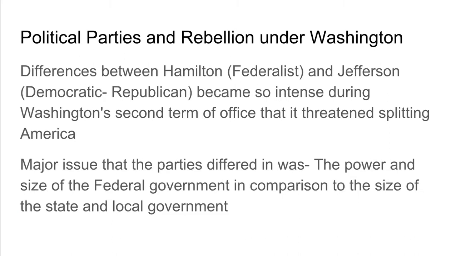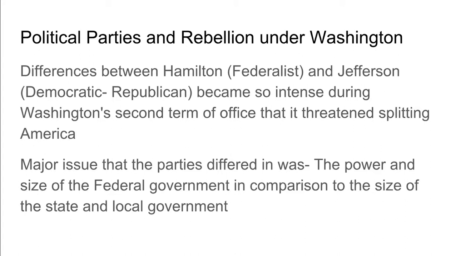Okay, now we go into one of the big problems that Washington will run into, and that's political parties. And you're not going to believe this, but our two-party system has been in place since George Washington was president. So you have Hamilton, who is a Federalist, strong central government, and then you have Jefferson, who is this Democrat Republican, strong local guy, and the conflict between the two and their followers becomes so intense during Washington's second term that it threatens to split America.